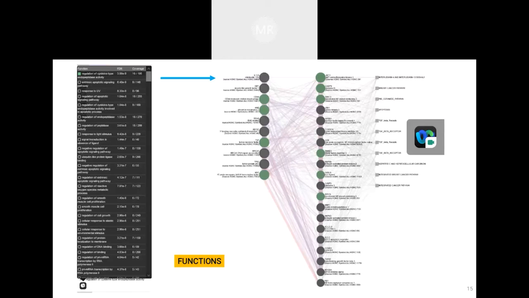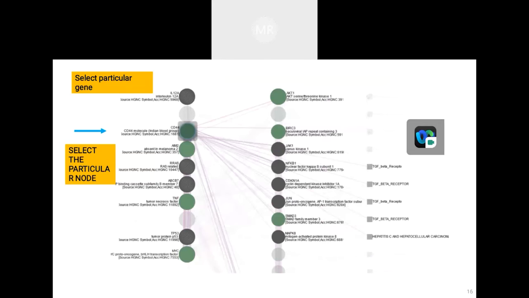For example, I have selected the regulation of cysteine type, and then it will show highlighted our genes, the nodes, and the associated nodes and the pathways. If we want to study a particular node within the graph, then you just have to click on that particular node, and it will show you which nodes are connected or associated with it, and what are the pathways that are associated with that.